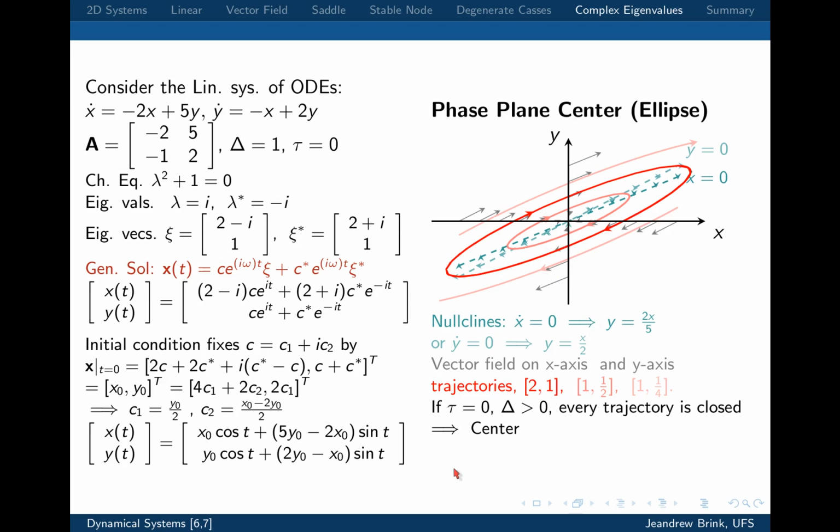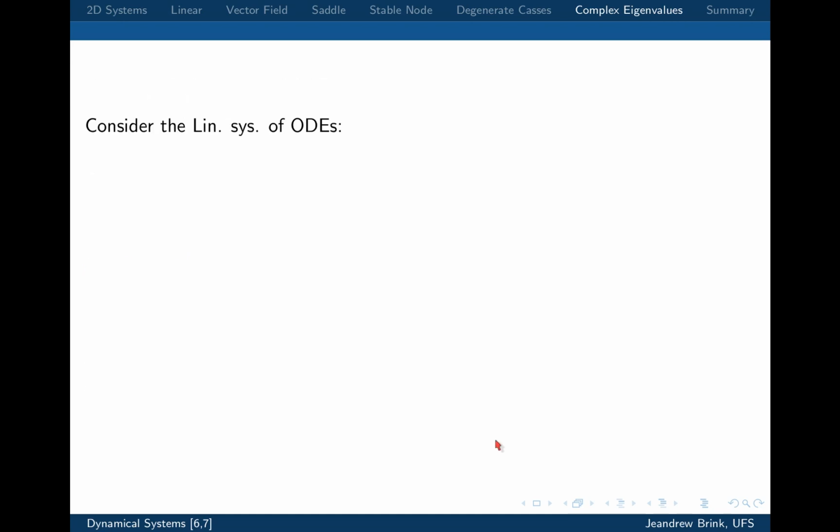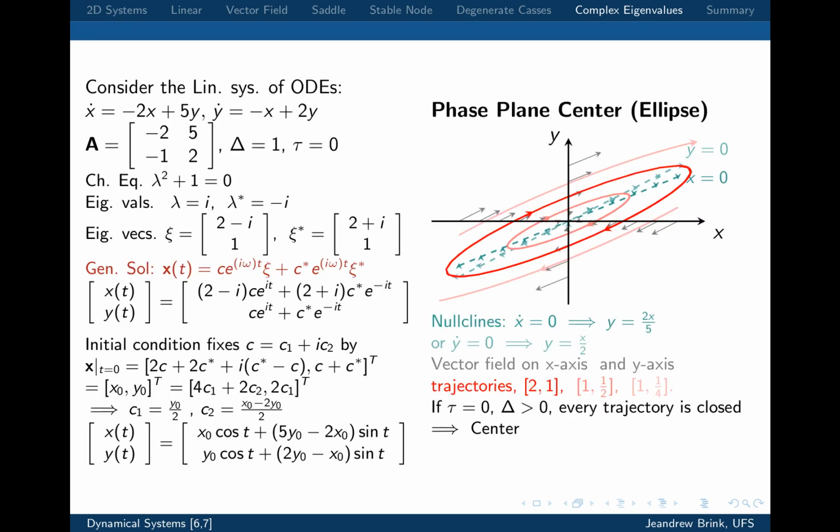Okay, so if tau equals 0 and your determinant is greater than 0, every trajectory is closed. We call that a center. And I'm going to stop there for now. I'll look at the next example on Tuesday.